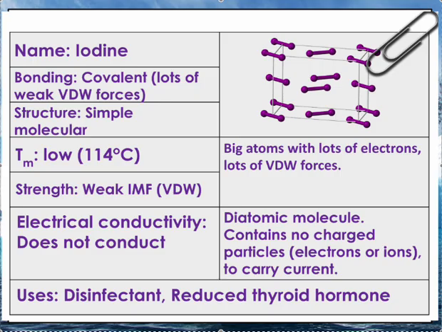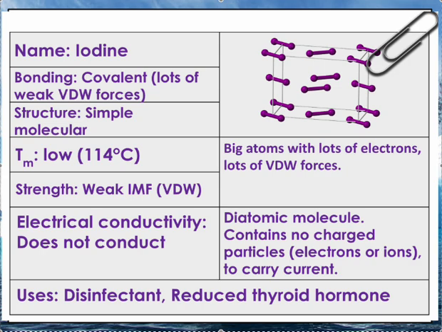Okay, iodine, another simple covalent compound, usually held together by van der Waals forces, has a very low melting point and very weak IMFs, as we know because we were talking about van der Waals, which we will get to later in this course. And it does not conduct electricity whatsoever, but it is a diatomic molecule that contains no charge, so therefore nothing can be passed through it.